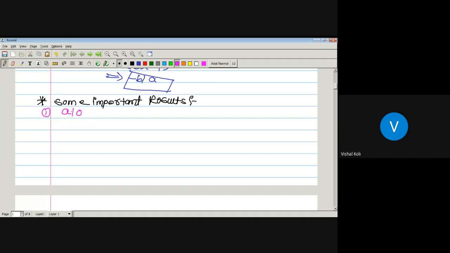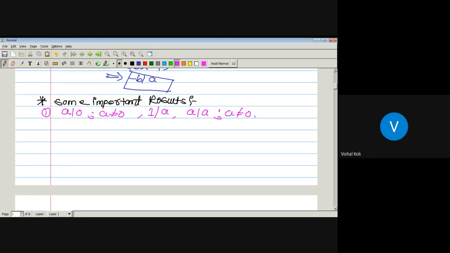First one, a divides 0 for any a not equal to 0. So an integer 0 is divisible by every non-zero integer. And 1 always divides every integer. That is, every integer is divisible by 1, and each element is divisible by itself, but only if it is not equal to 0. So here there are three conditions, that is, three properties.